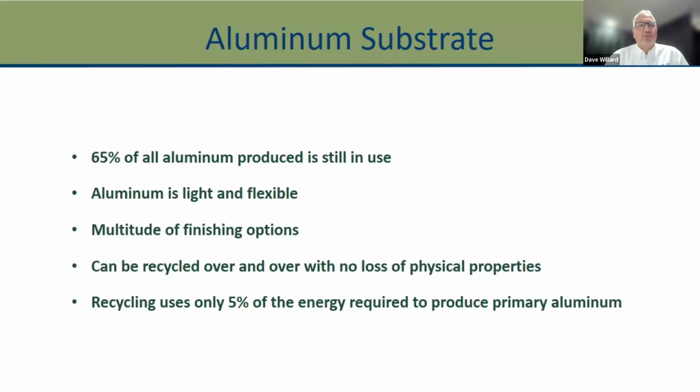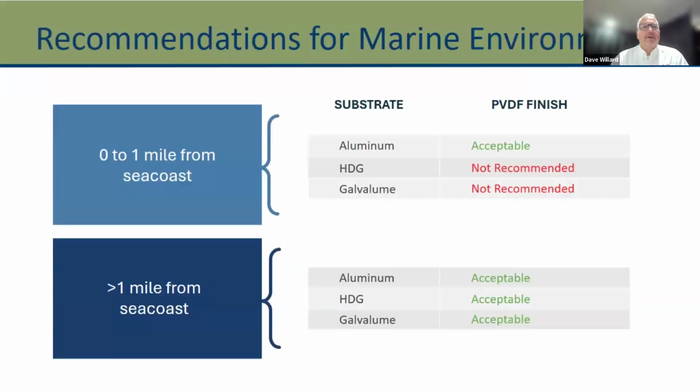Aluminum can be recycled over and over with no loss of its physical properties, and recycling uses only 5% of the energy required to produce primary aluminum. So it's a lot less expensive to just keep recycling the same aluminum over and over and over again.